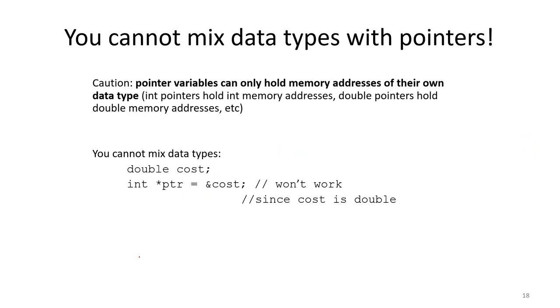Next point. You'll remember in our rules we mentioned that you cannot mix data types with pointers. So pointers can only hold memory addresses of their own data type. So int pointers can hold int memory addresses, double pointers can hold double memory addresses, and so on. For example, here if I had a double type variable and I tried to store its address in an int pointer, that won't work. I can only store int memory addresses inside an int pointer.